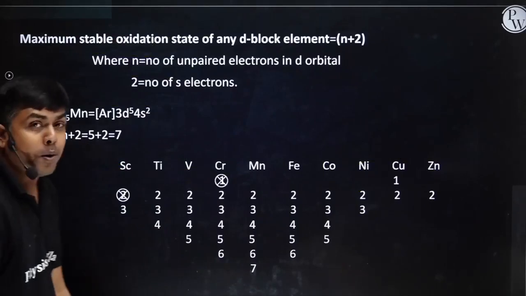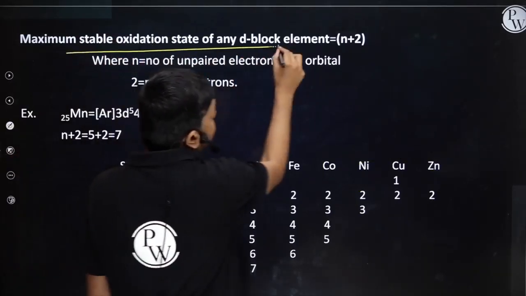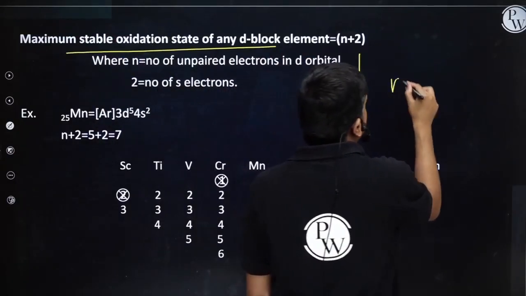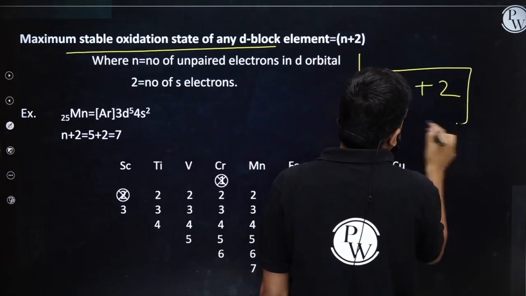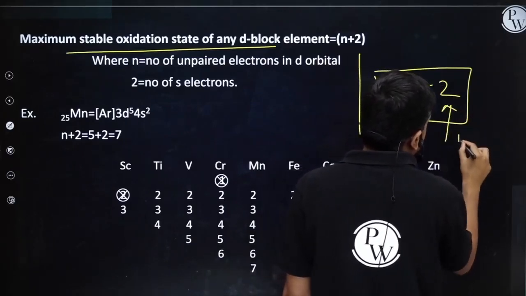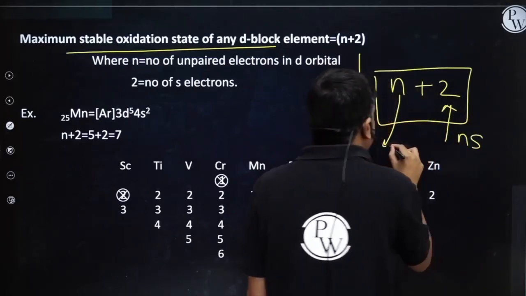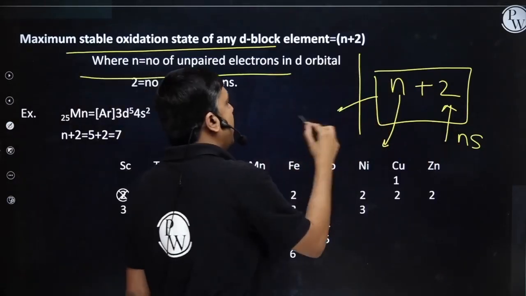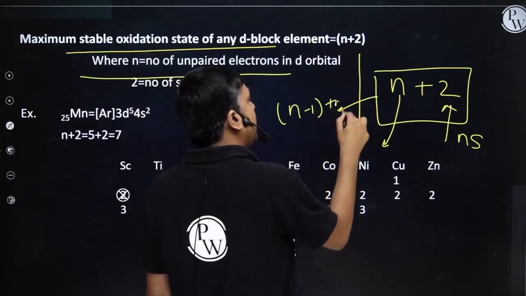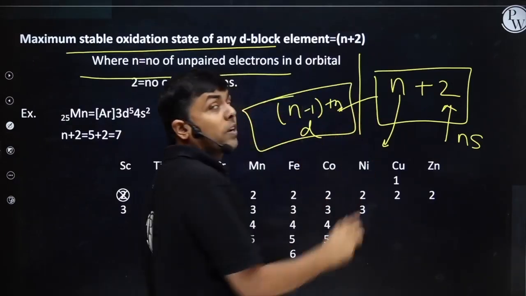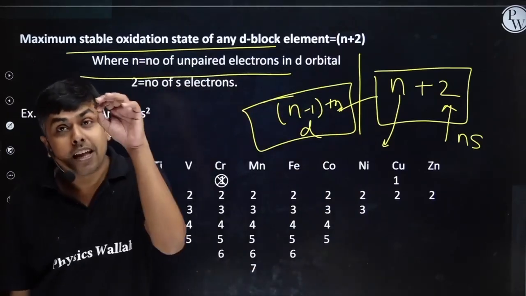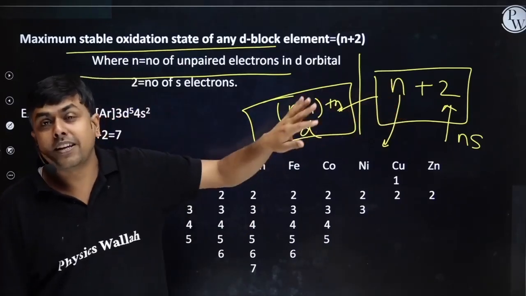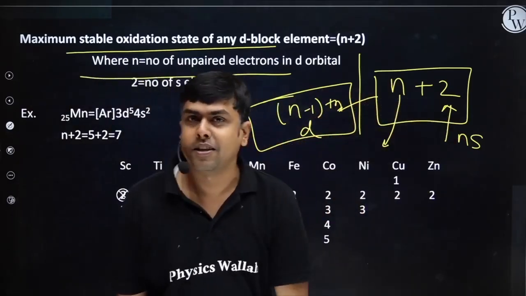Student, if I talk about the maximum stable oxidation state of any d block elements, it's always equal to n plus 2. This 2 is the number of electrons taken from the ns subshell, and n is the total number of unpaired electrons in the (n minus 1)th d subshell. The total number of unpaired electrons in the (n minus 1)th d subshell is n, and 2 is the number of electrons that can be removed from the ns subshell.